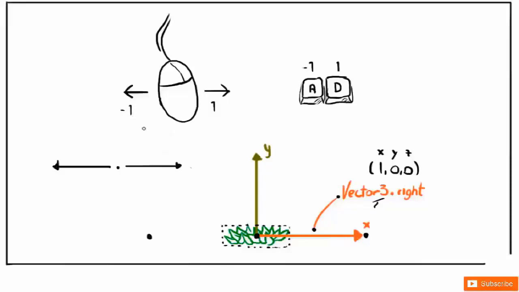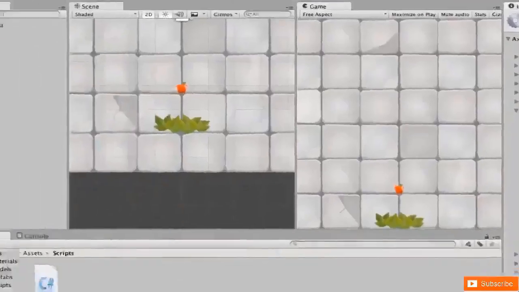It's going to give you -1 when it's moving to the left. It's going to give you 1 when it's moving to the right. It's going to give you 0 when it's not moving on the x-axis. And it's going to give you something in between if you're moving at a slower speed. So let's try this out.